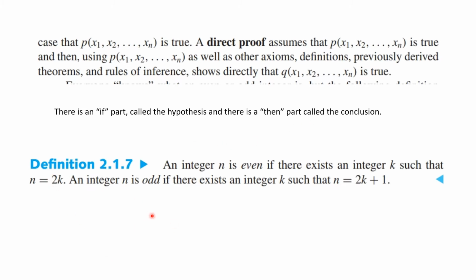Here's a definition from your book. An integer n is even if there exists another integer k such that n is equal to 2k. That really means it's divisible evenly by 2. An integer n is odd if there exists an integer k such that n is equal to 2k plus 1. That means you have a remainder of 1 when you divide by 2. It's not a multiple of 2.